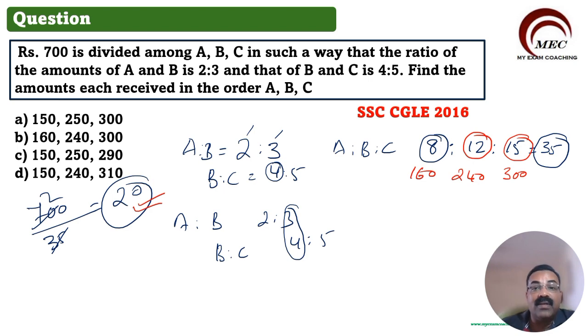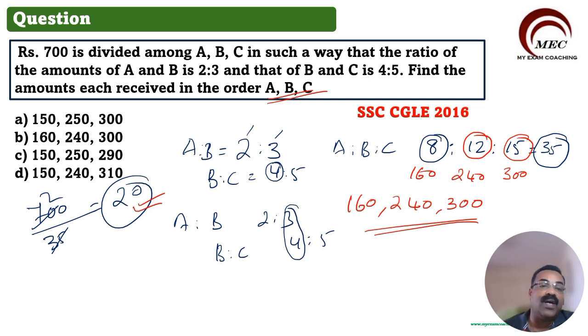Now what is the question? Find the amount each received in the order A is to B is to C. So A got 160, B got 240 and C got 300. That is the correct answer. 160, 240 and 300 is option B. So option B is the correct answer.